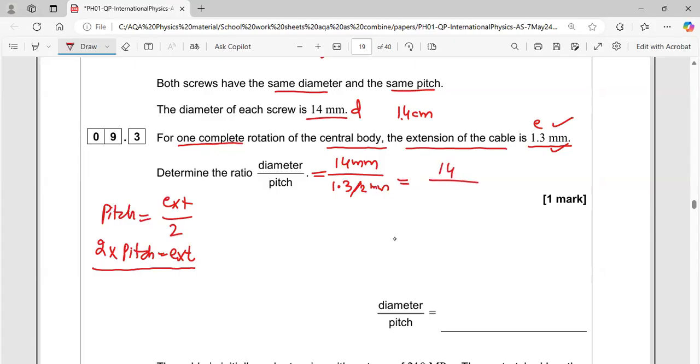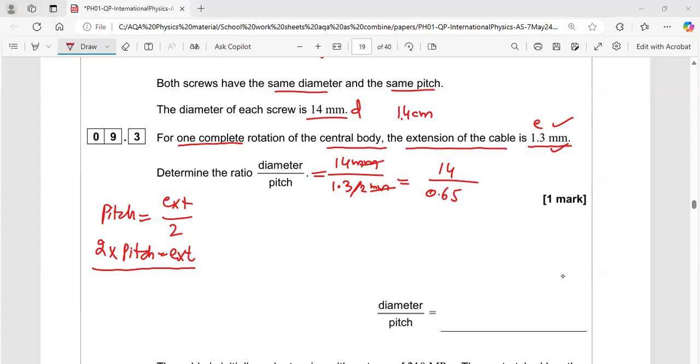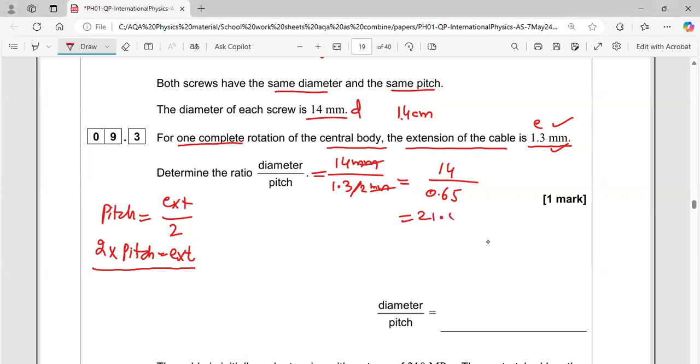So 14 over 0.65, since millimeter canceled away, and you get an answer. So now one important thing here is how you should be writing this answer. Whenever they say write in ratio, don't write your answer in ratio. This is 21.5. So you have to write your answer as 21.5. Never write your answer in this fraction, because then you can possibly lose your mark. Okay, now let's move forward.